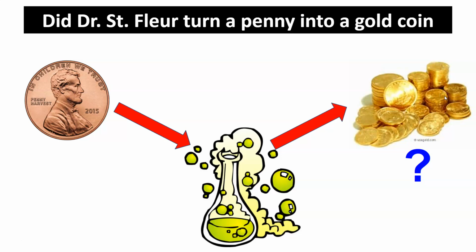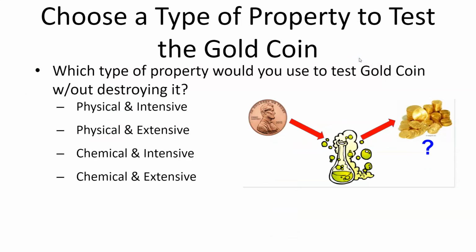Now, in the early part of this unit, I did a demo where I turned a penny into a gold coin, quote unquote. And many of you didn't believe me that I did that, right? So if you were to test the gold coin, I want you to choose a property that you could use to test a gold coin without destroying it. So pause the video now. Which type of property would you use to test a gold coin?